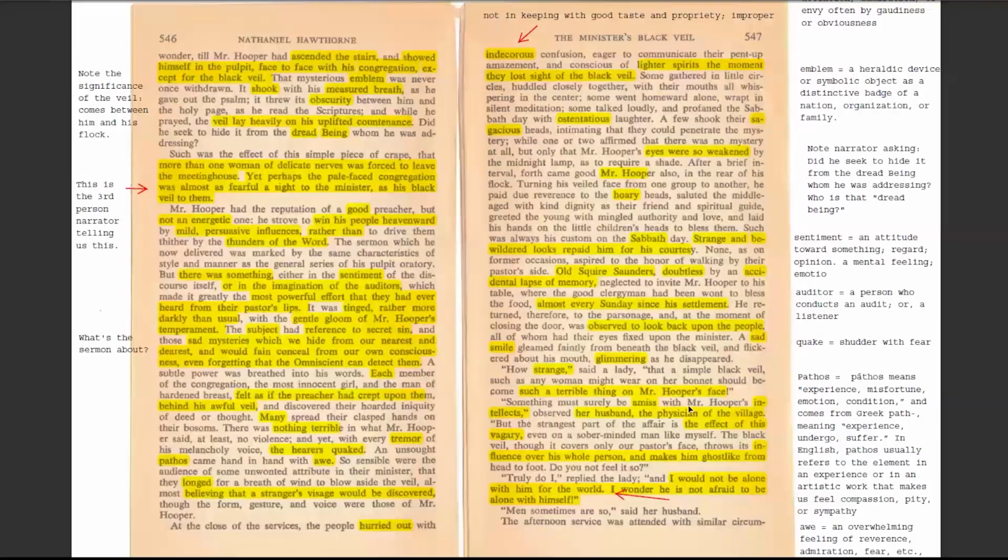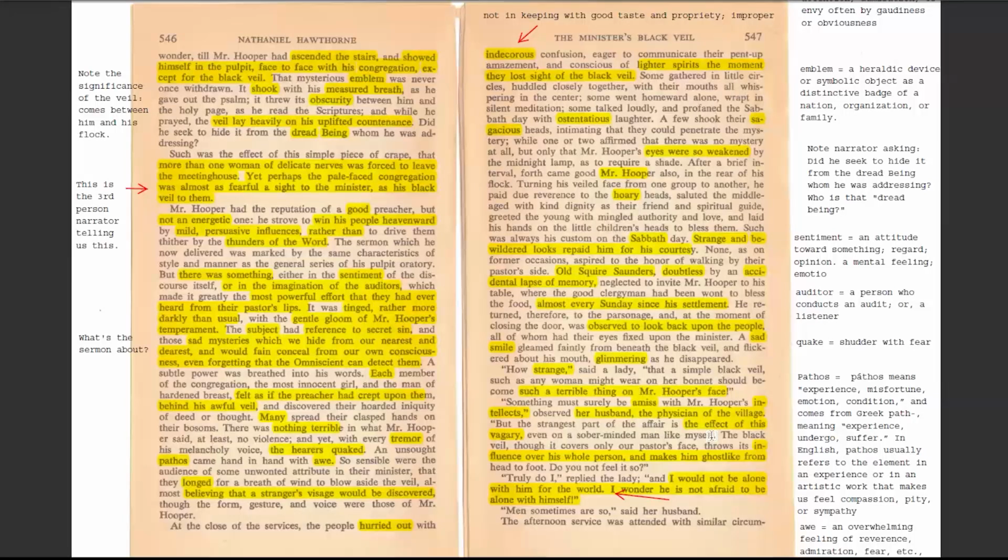Something must surely be amiss with Mr. Hooper's intellects, observed her husband, the physician. So he's the doctor. He's the doctor in the village. Something's wrong with this guy. But the strangest part of the affair is the effect of this vagary even on sober-minded man like myself.